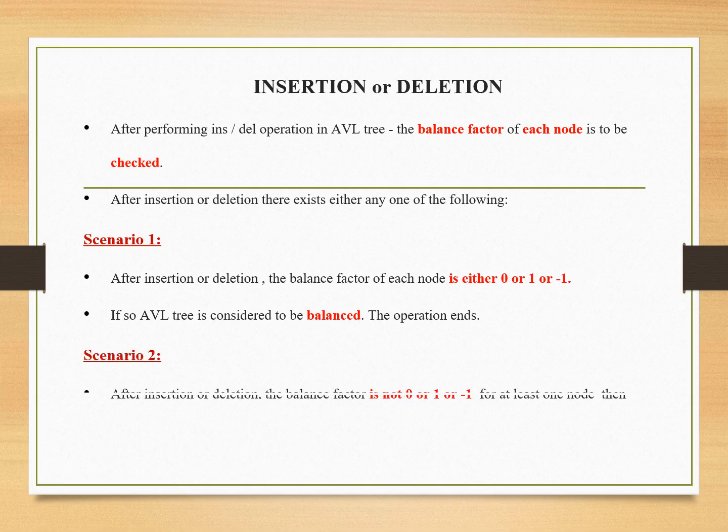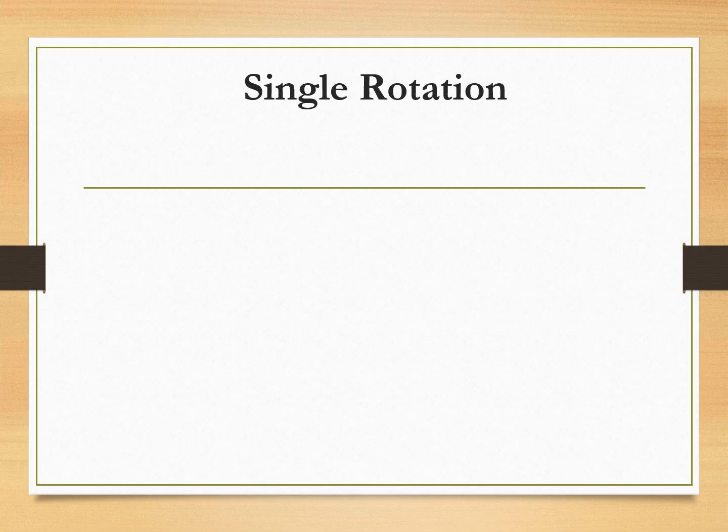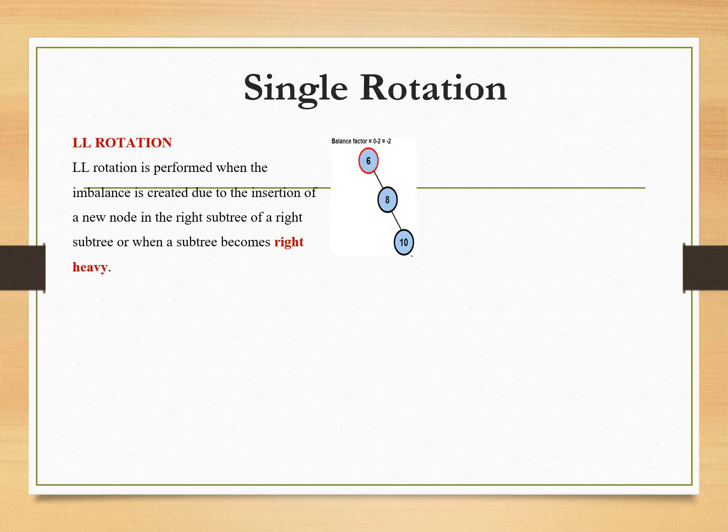But after insertion or deletion, when the balancing factor is not within this limit, not 0, 1, or minus 1, then the tree is imbalanced. In that case, to make it balanced, we have to perform an operation called rotation. Actually, there are 2 types of rotation, single rotation and double rotation. In single rotation, you have 2 subclasses. One is LL rotation, the other one is RR rotation.